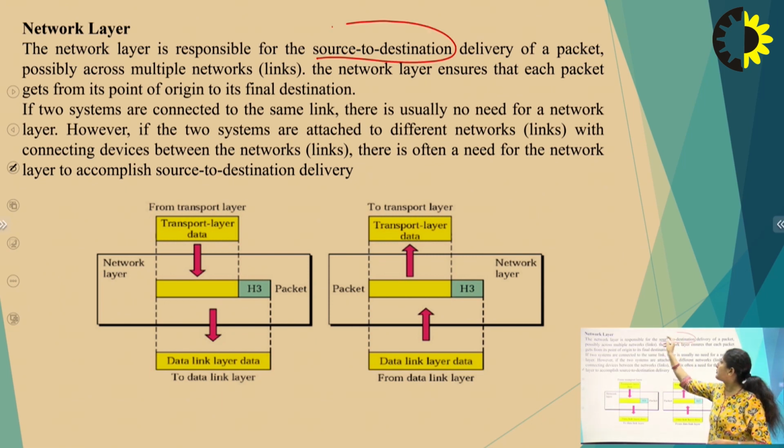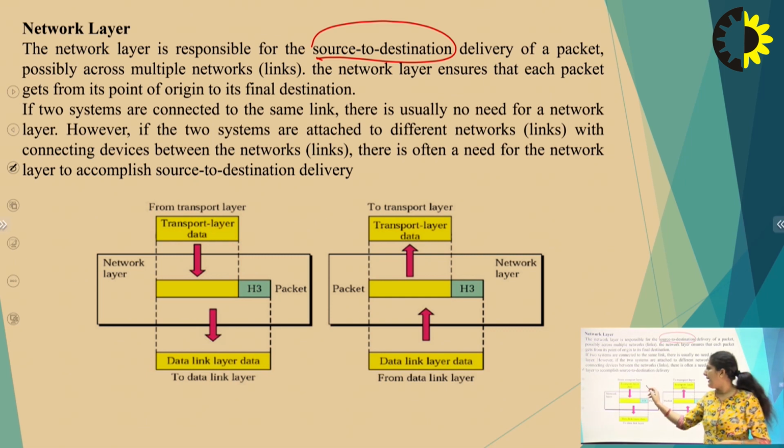Source to destination delivery. In the data link layer, we are concerned about the hop to hop transfer, and here we are concerned about the source to destination delivery of the packet. The network layer is also referred to as the internet layer, where we will be studying IP, Internet Protocol, IP addresses, and how routing is done. There are different types of routing. All these come under the network layer.